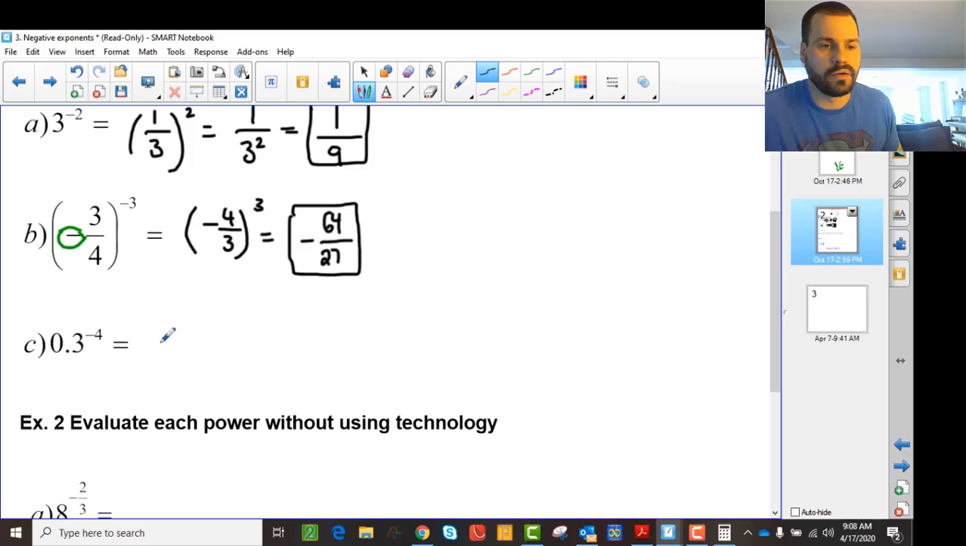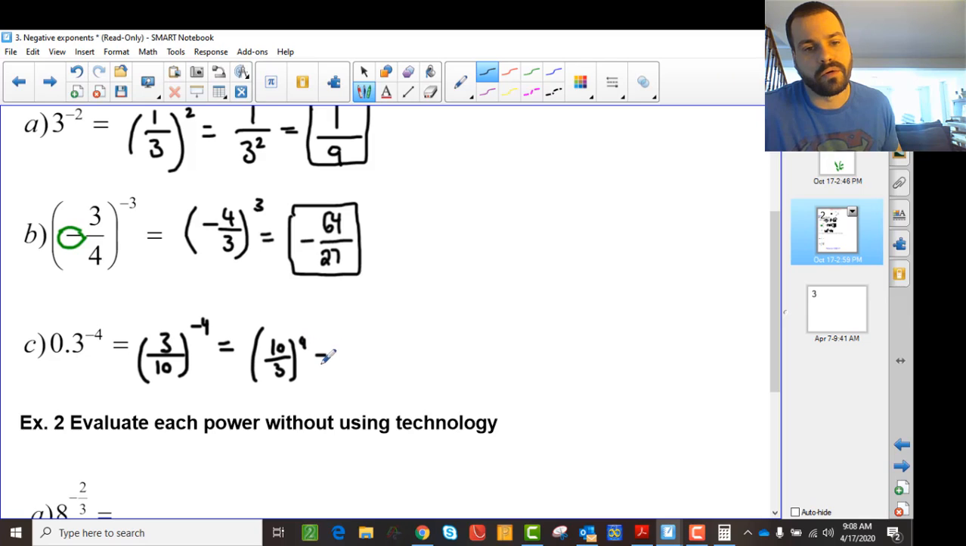You can do that on your calculator. You can also write it as 3 over 10, right? That's what 0.3 is, to the minus 4. And then you can flip it and make it 10 over 3 to the 4th power. And then you have 10 to the 4th over 3 to the 4th. 10 to the 4th is 10 with, or 1, I guess, with 4 zeros. And then 3 to the 4th is 81.